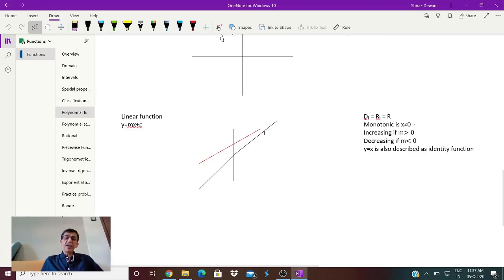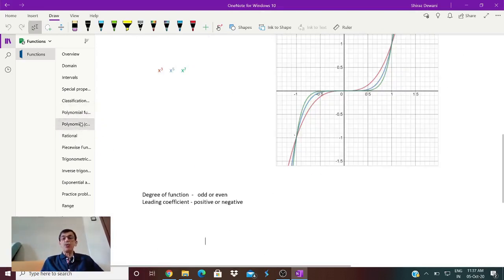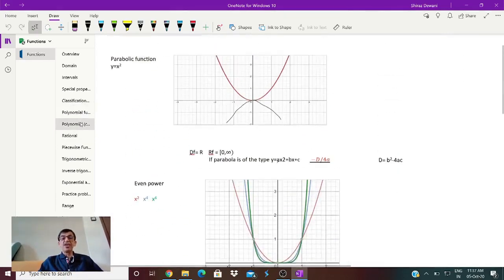If there is a straight line like y is equal to x, this is also described as an identity function, because whatever value of x is there, the y will also be the same. So that is described as identity, meaning whatever input, the same output you will get. So that is an identity function.